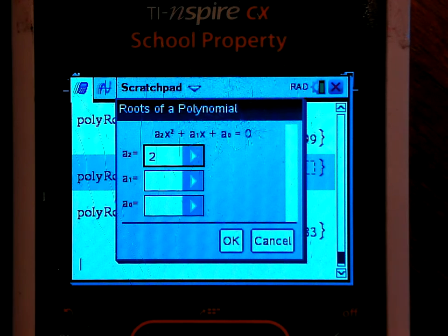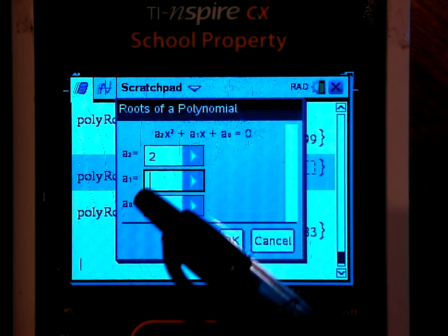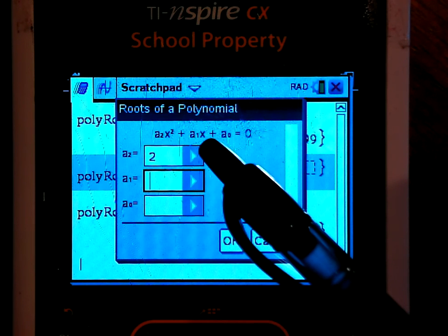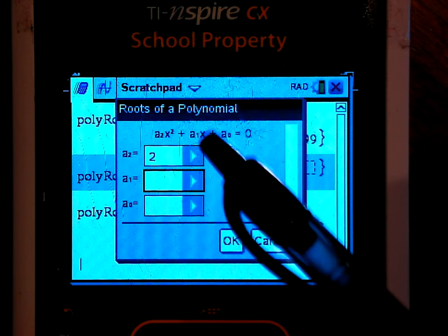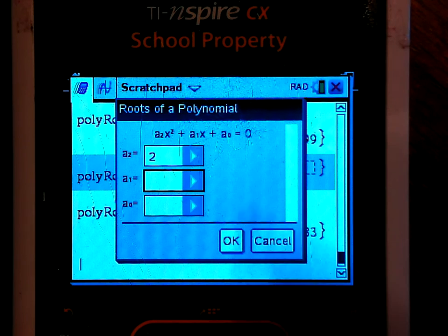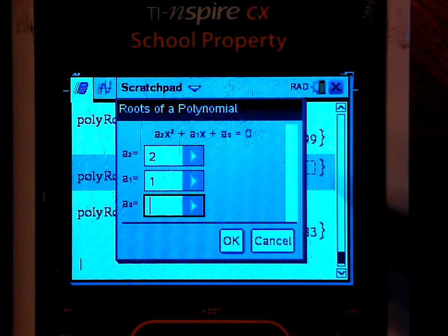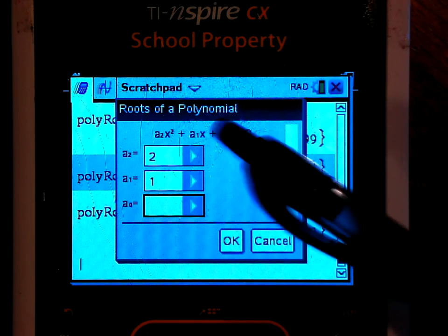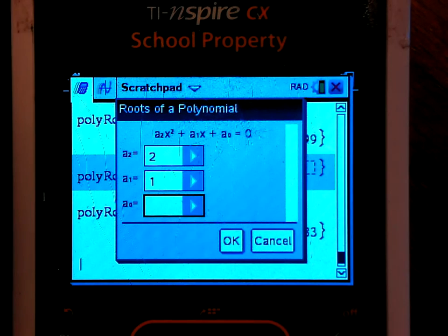Okay, now I'm going to go down to the next one. And it's saying, what is A sub 1? Okay, and we can see here, A sub 1 is the thing attached to the x variable with no exponent. And for us, that's the B value. Okay, so we're going to go ahead and put 1 there. And then down here, it's going to say A sub 0. And that's just the number attached to the end there. Okay? And this is where we're going to put our -6 in.